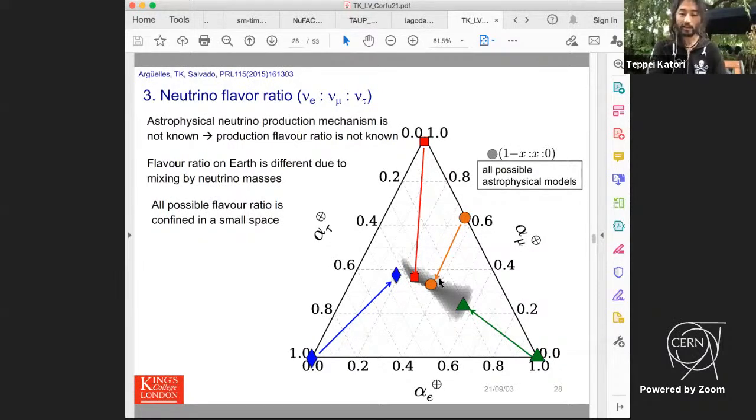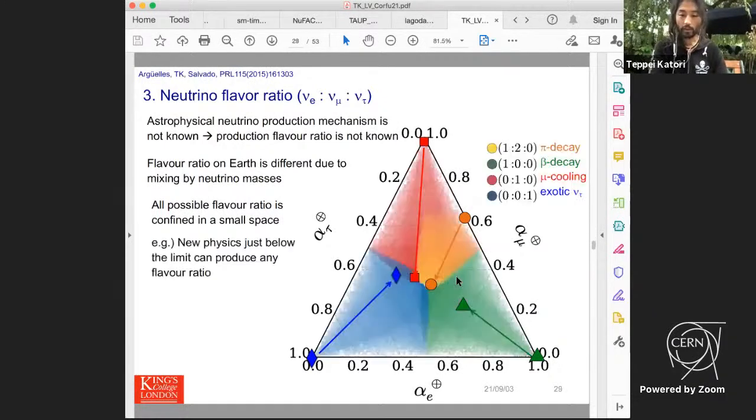And now let's add some interaction with the new field and see what happens. So this is the phase space including new physics, which is a new operator in my formalism, just below the limit of experiment. What this says is we can generate any flavor ratio with new physics, and of course with new physics it's not constrained. So astrophysical neutrinos have the best sensitivity to look for new physics with neutrinos.